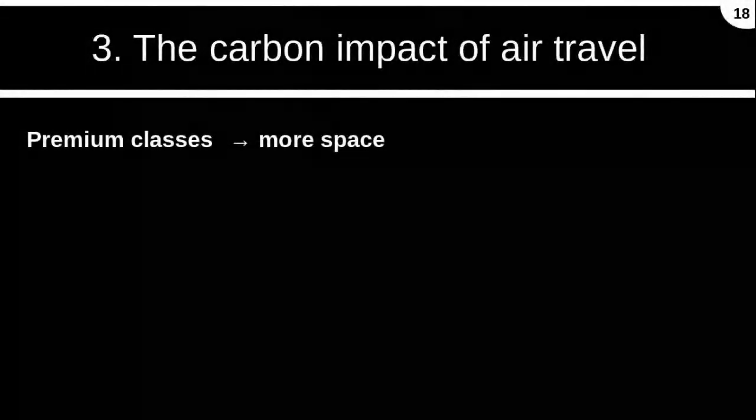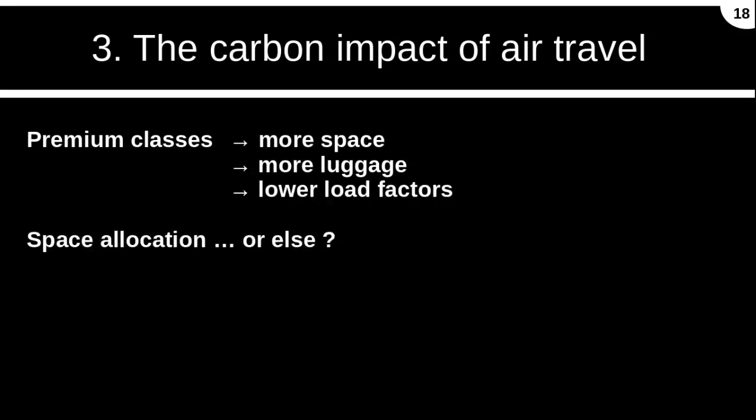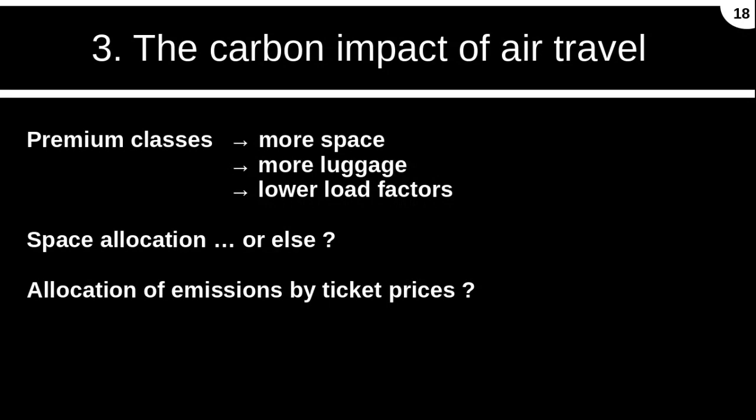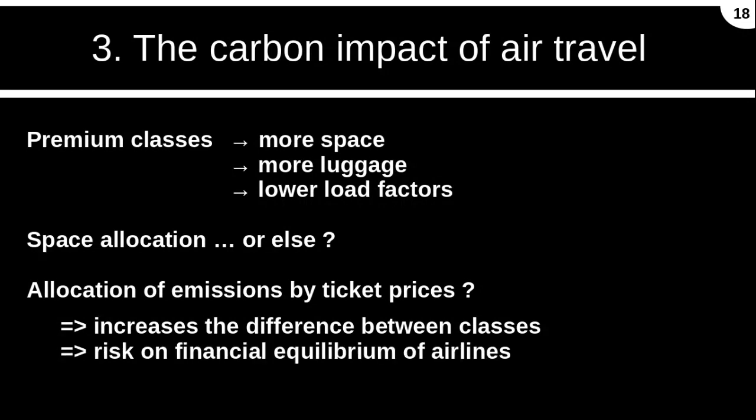But it's not just a matter of space. Premium or business classes may allow more luggage, and the passenger load factor may be lower in these classes. So space allocation is not the only allocation rule to consider. You could even decide to allocate the carbon impact of the flight according to the ticket prices. Because what makes a plane fly is not the space you take up on the cabin floor. It's the money you give the airline. In this case, the difference between classes would increase, and if it became the standard allocation rule, some organizations would increase the share of economy tickets to reduce their impact, and the financial equilibrium of airlines would be at risk.